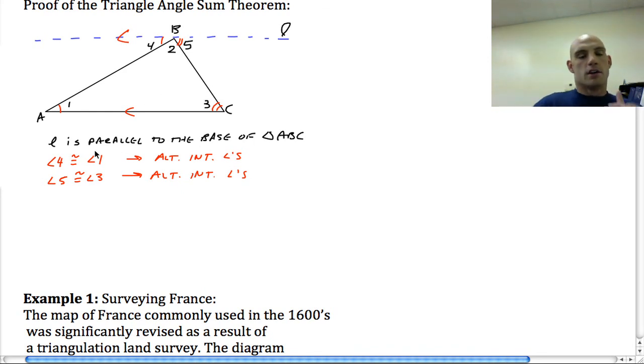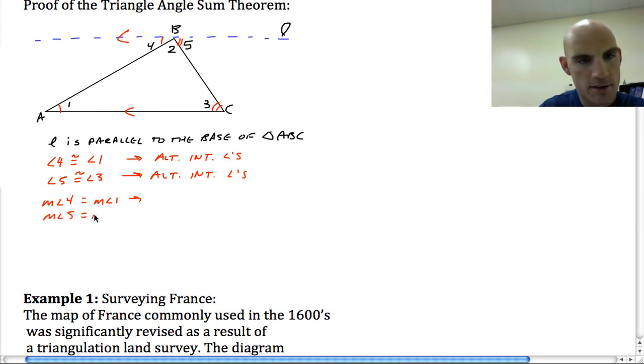Okay? Now, here's where the kicker comes in. I can say that the measure of angle 4 is equal to the measure of angle 1. And I can also say the measure of angle 5 is equal to the measure of angle 3. Both of these are because that's the definition of congruent.